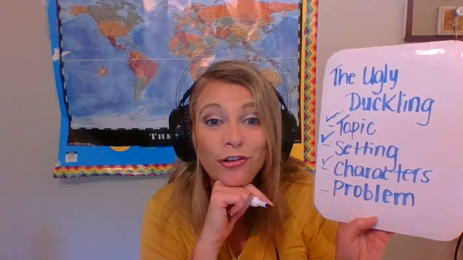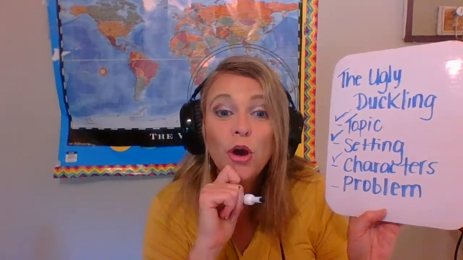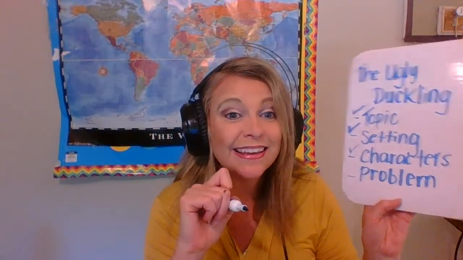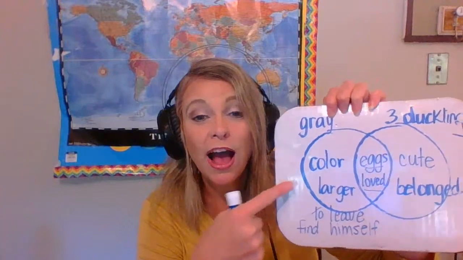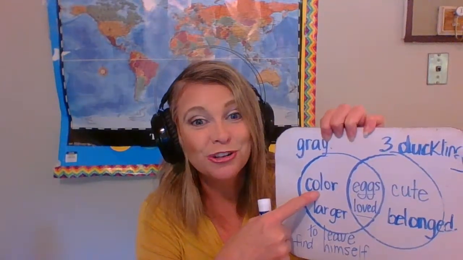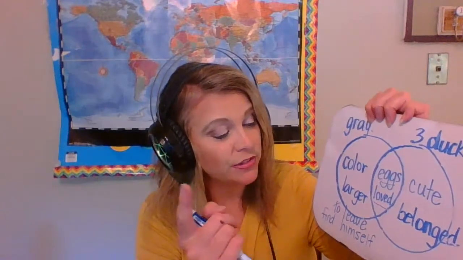Did the ugly duckling have a problem? He sure did. What was the problem? What was the problem of the ugly duckling? Okay. The ugly duckling's problem was that he was not like the other ducklings, right? How do you know he wasn't like the other ducklings? You can tell by the differences in the ducklings, right? We listed these on the contrast part. The color was gray. He was larger than all the rest.